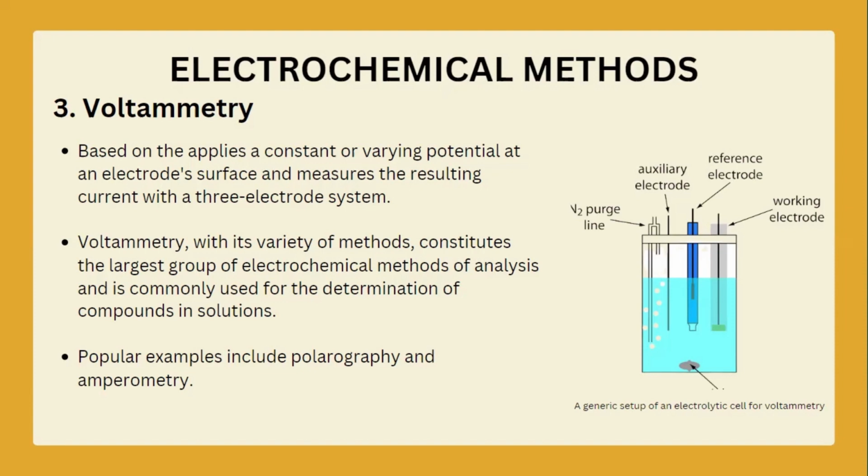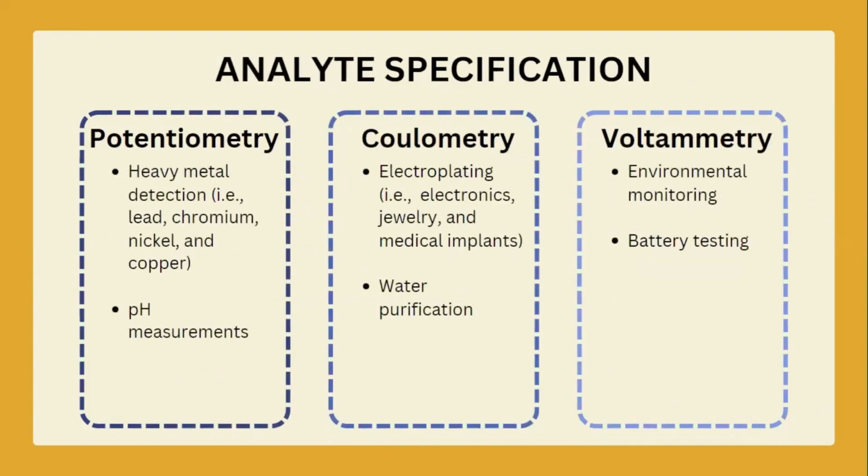For calculations, peak heights, peak areas, and peak potentials in the voltammogram can be used for qualitative and quantitative analysis, providing information on analyte identity, concentration, and redox behavior. With regards to analyte specification, as I've mentioned earlier, potentiometry is usually used for heavy metal detection like chromium, lead, nickel, and copper. This is also prominently used in pH measurements. Meanwhile, coulometry is highly used in electroplating, which is used for electronics, jewelry, and medical implant applications. Coulometry is also used for water purification. Lastly, voltammetry is usable for environmental monitoring and battery testing.